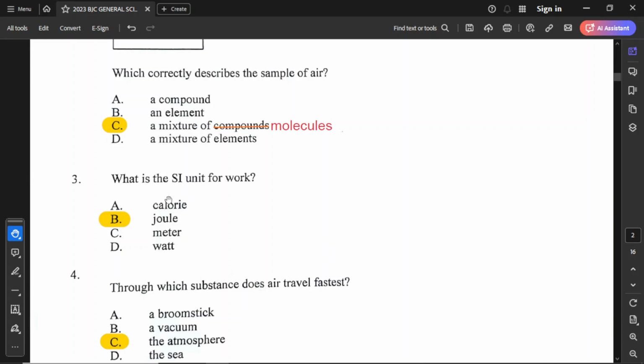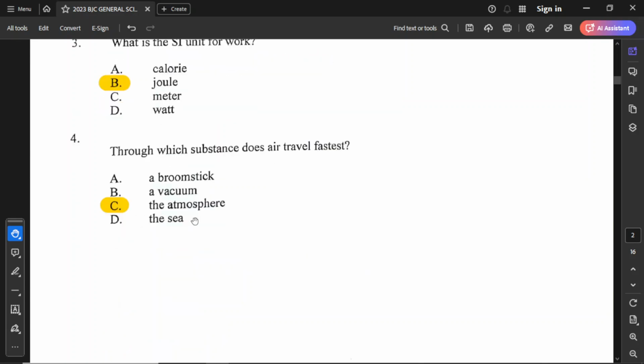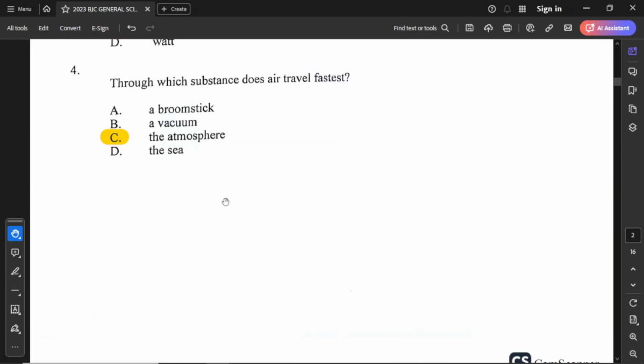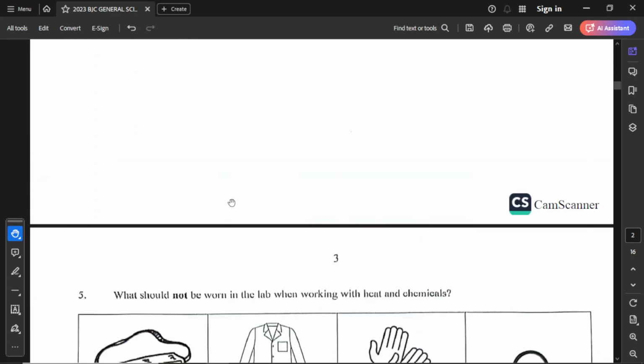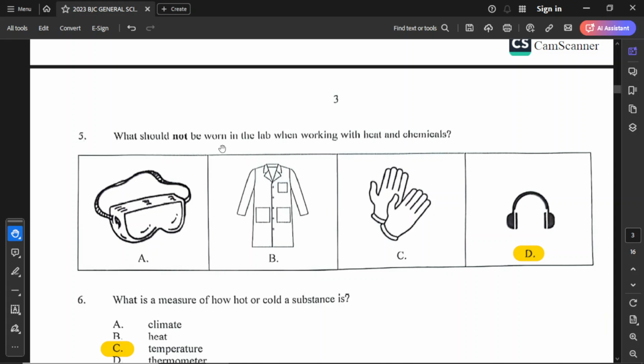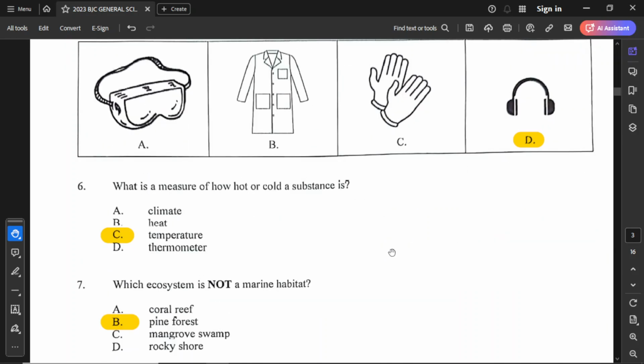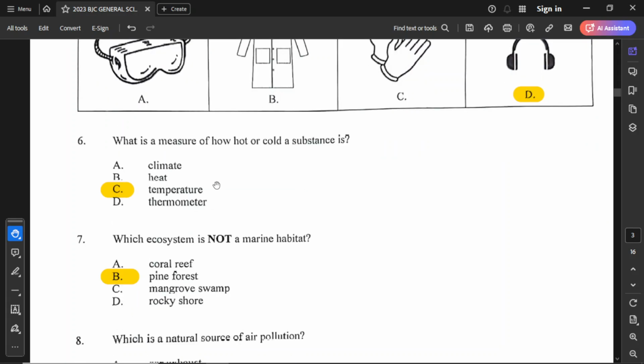Question number three is, what is the SI unit for work? And that is joules, the same thing as energy. Question number four is, through which substance does air travel fastest? And that must be the atmosphere. All right, and number five, it said, what should not be worn in the lab when working with heat and chemicals? And certainly D, which is a headphone, should not even be near a lab. Question number six, it says, what is a measure of how hot or cold a substance is? And that is definitely temperature.